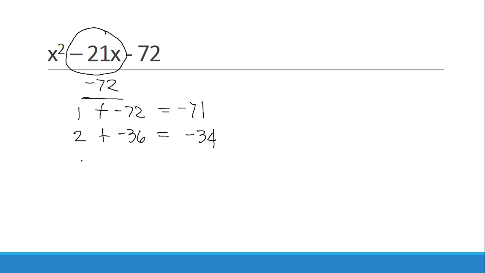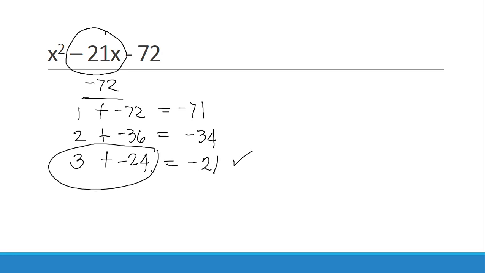So we go for the next number, and we know that 72 is divisible by 3. 72 divided by 3, we have that one as 24. And that's negative. So adding that one, this is now equal to negative 21. And bingo, there you go with your middle term. So that means we are taking along the factors 3 and negative 24.